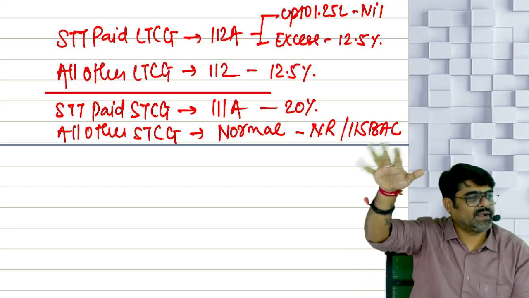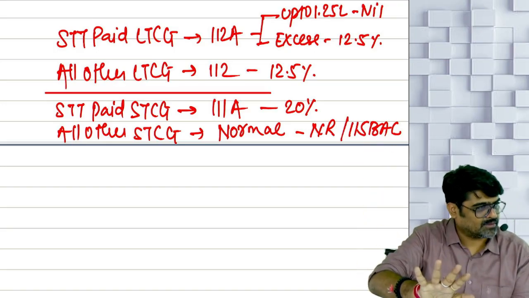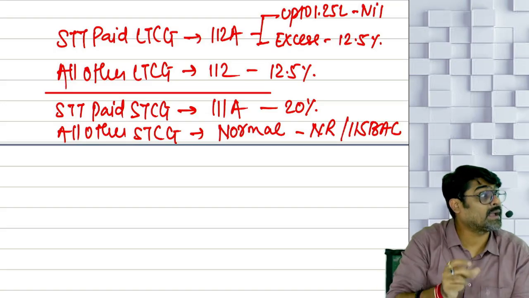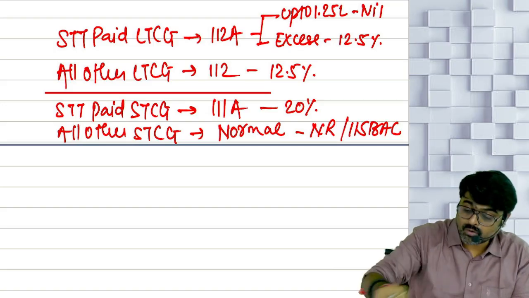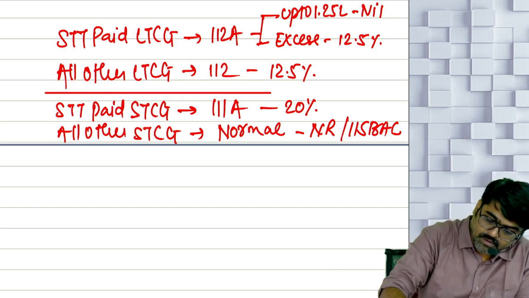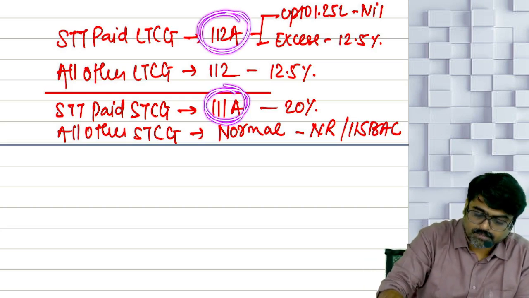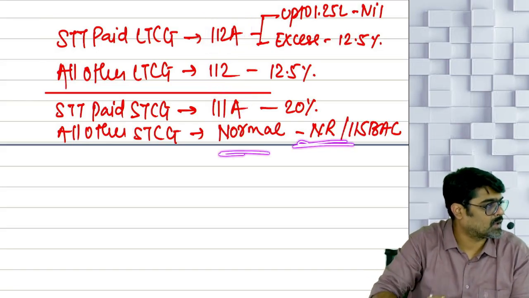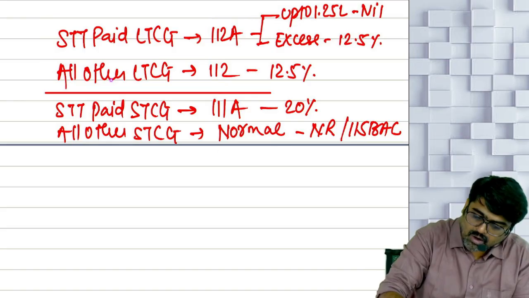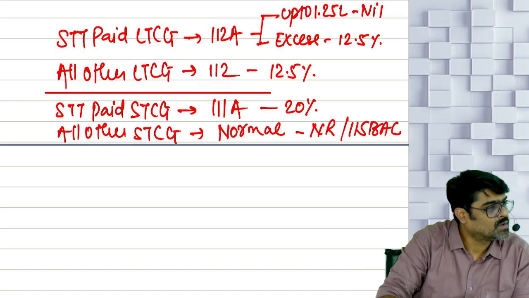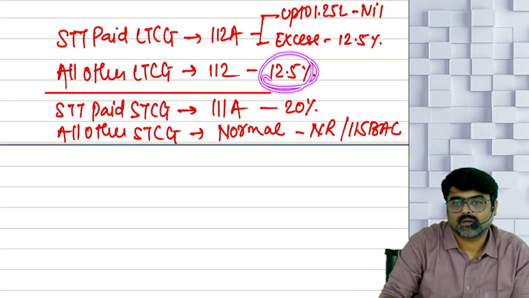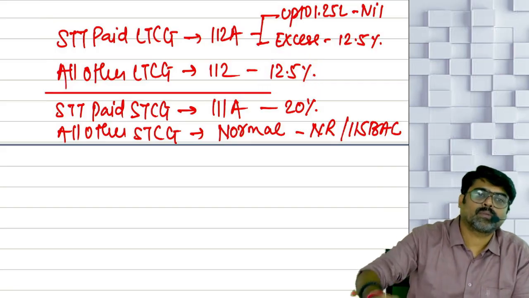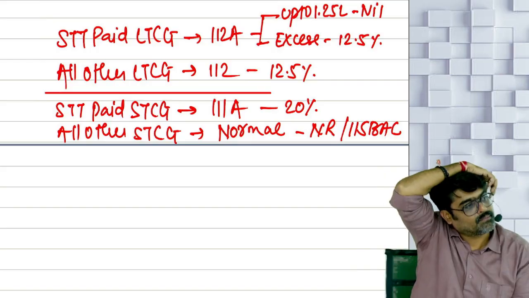So every time when you calculate your capital gains, till the time it is not STT paid, you are not going to bring it under 112A or 111A. All the short-term gain will be normal. Taxable at what rate? Normal rate. And all the long-term gain will be covered under section 112. Taxable at what rate? 12.5%. Understood?